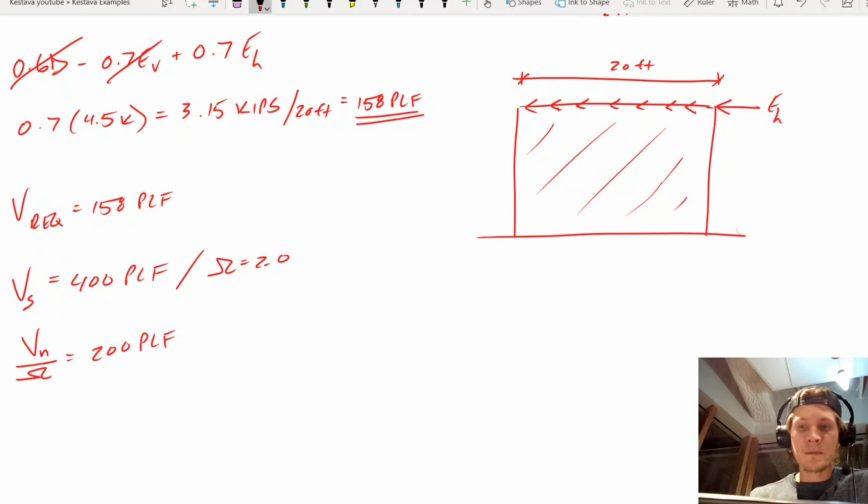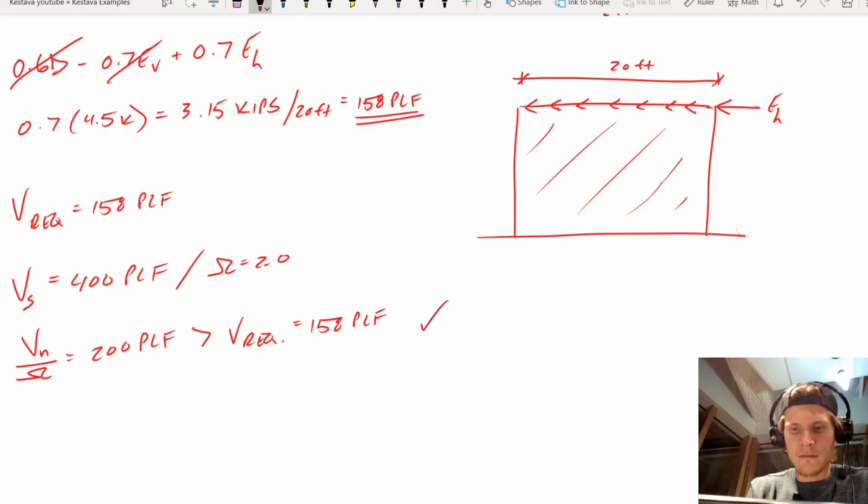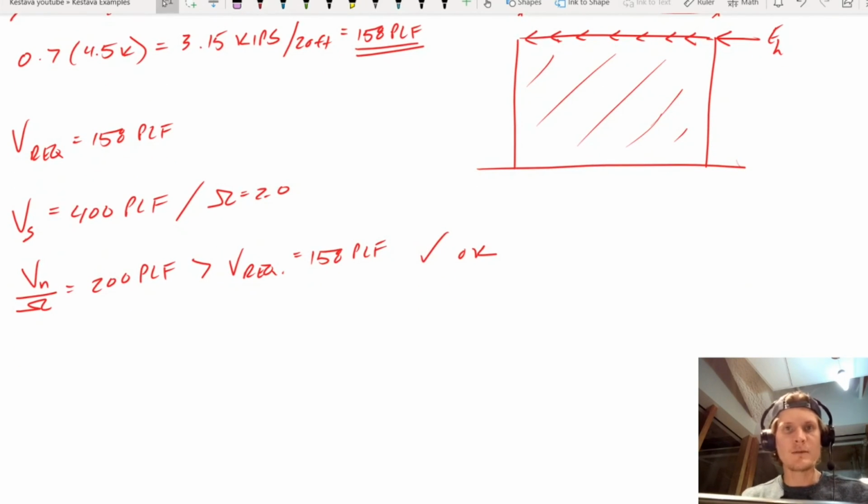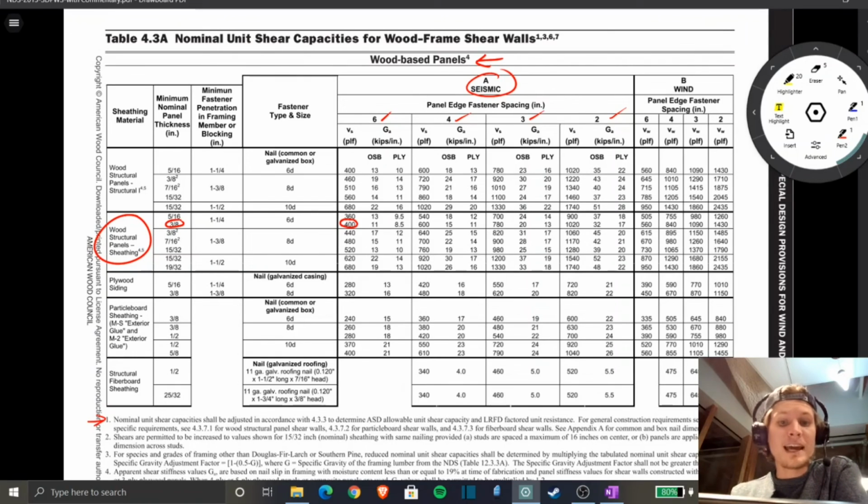So 200 PLF. Well, now we're all done, and that is still greater than V required, which is equal to 158 PLF. Boom. So we're okay. So you would specify, just one more time if we look back, a 3/8 inch thick wood structural panel with 6d nail fasteners, and panel edge nailing would be 6 inches on center. So that would be the type of criteria that you would be specifying for your shear wall design.